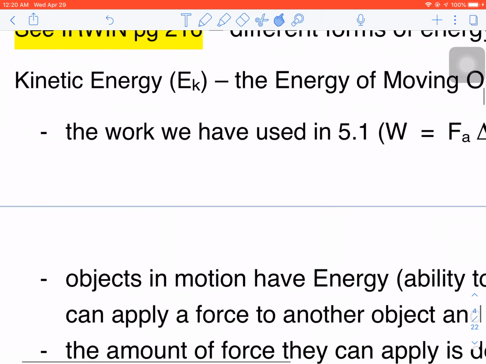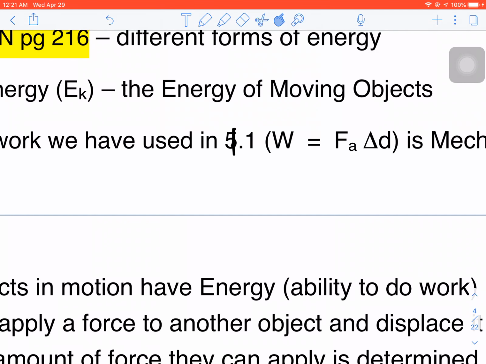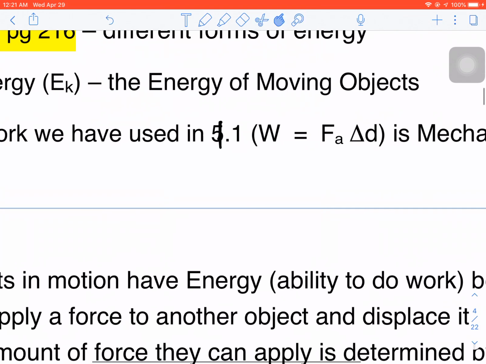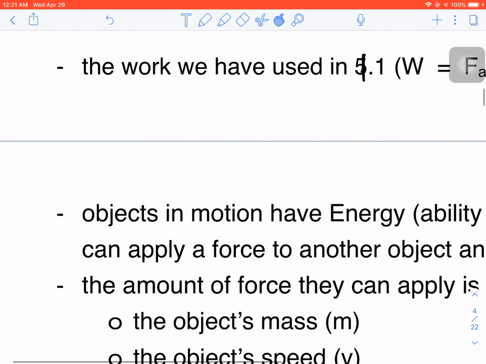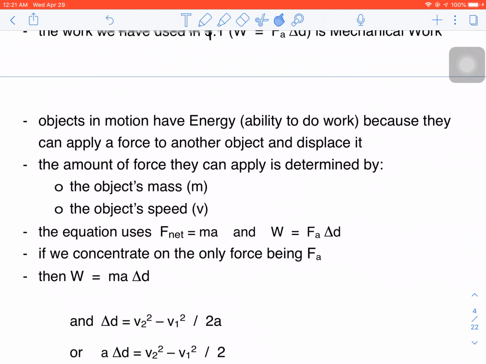Now, when we were doing section 1.1 yesterday, we started looking at work equals force times distance, right? And that work we called mechanical work because it was causing an object to move. If the object isn't moving, we said, then there's no mechanical work happening. So the work here is kinetic energy. That's the work that we were talking about. Now, what we know is that an object that's in motion has energy, has the ability to do stuff, right?